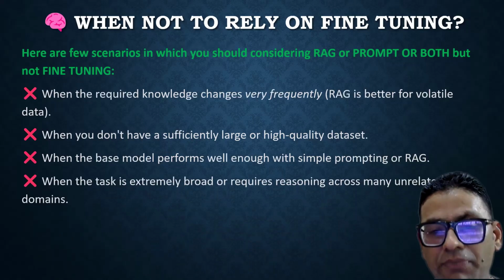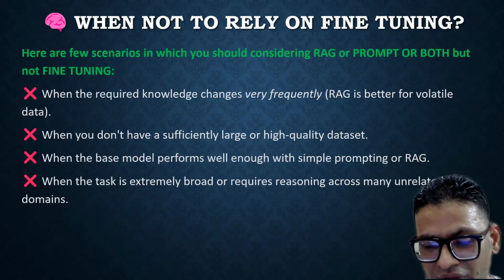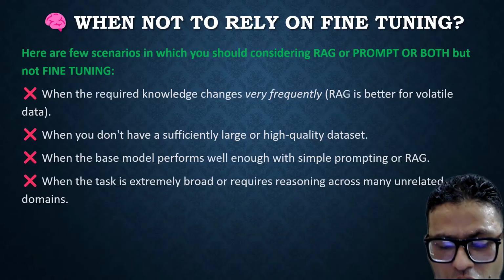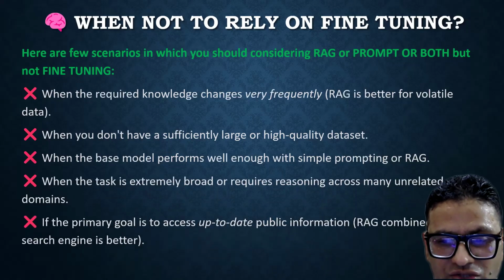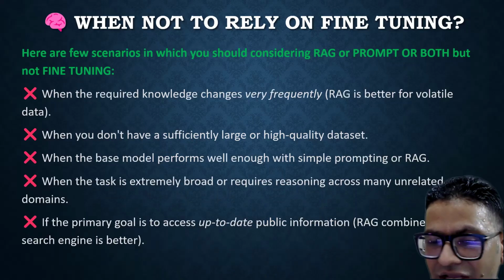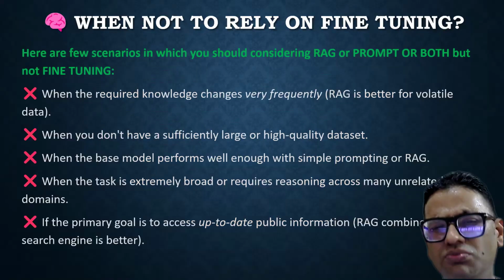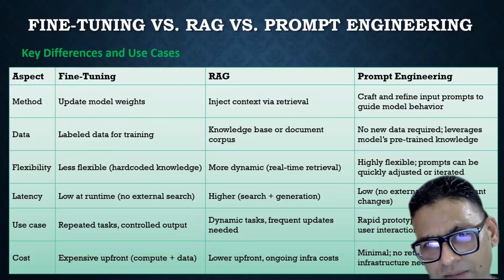When the task is extremely broad and requires reasoning across many unrelated domains. If your use case is hitting multiple domains, and those domains are not related, then I won't go for fine tuning. As I mentioned, it has to be one very specific domain. If the primary goal is to access up-to-date public information, then in this situation RAG is the best option, because we need up-to-date information, and it mostly falls into the frequently changing knowledge category as well, right?